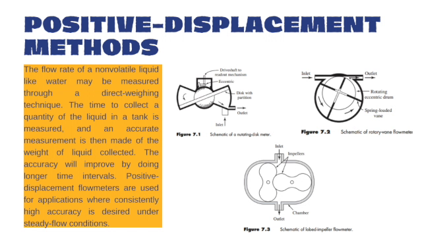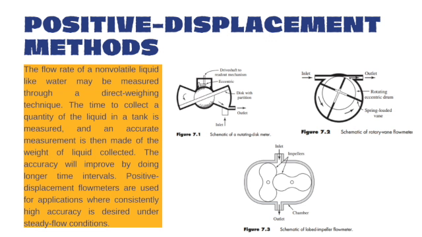In Section 7.2, it talks about how the flow rate of non-volatile liquids like water is measured through a direct weighing technique. The time to collect the quantity of liquid is measured, and an accurate measurement is then made of the weight of the liquid. This accuracy can improve by using longer time intervals.